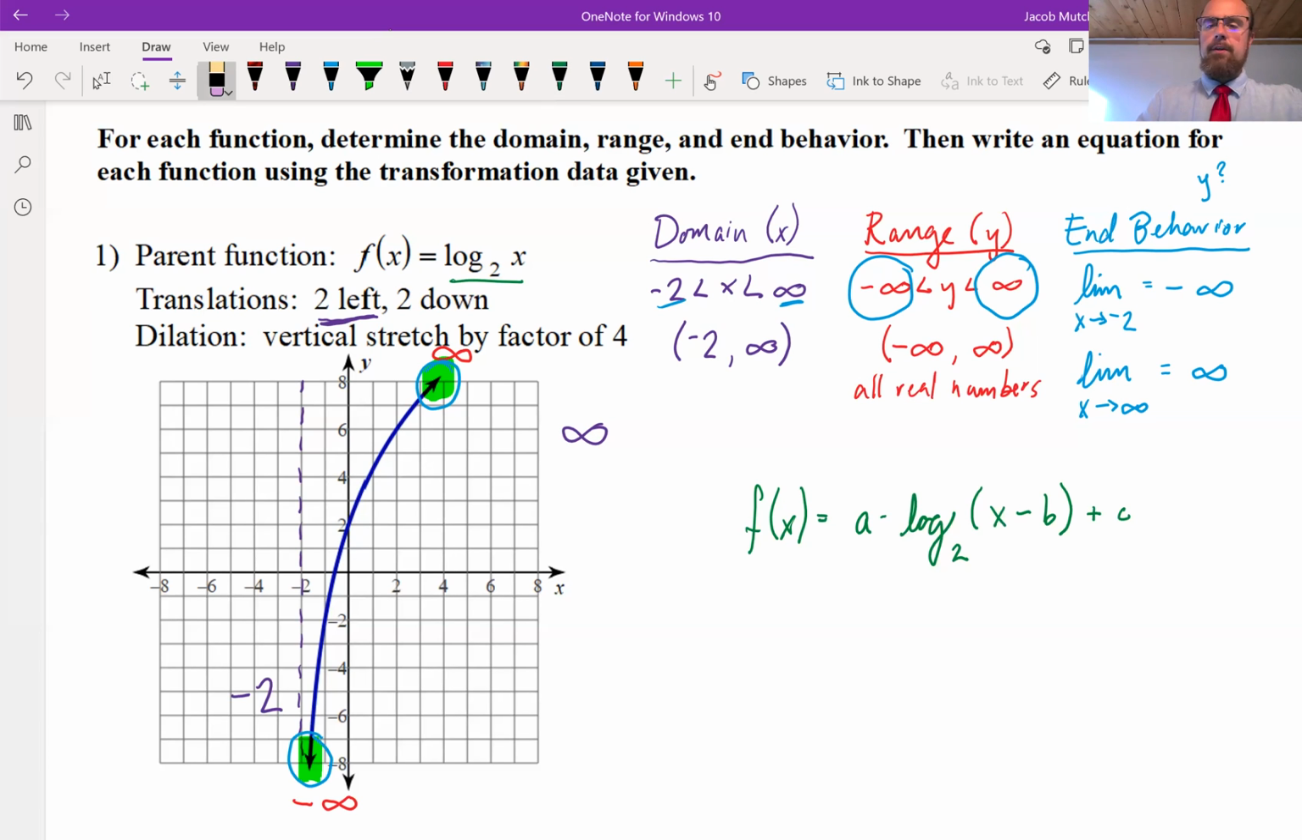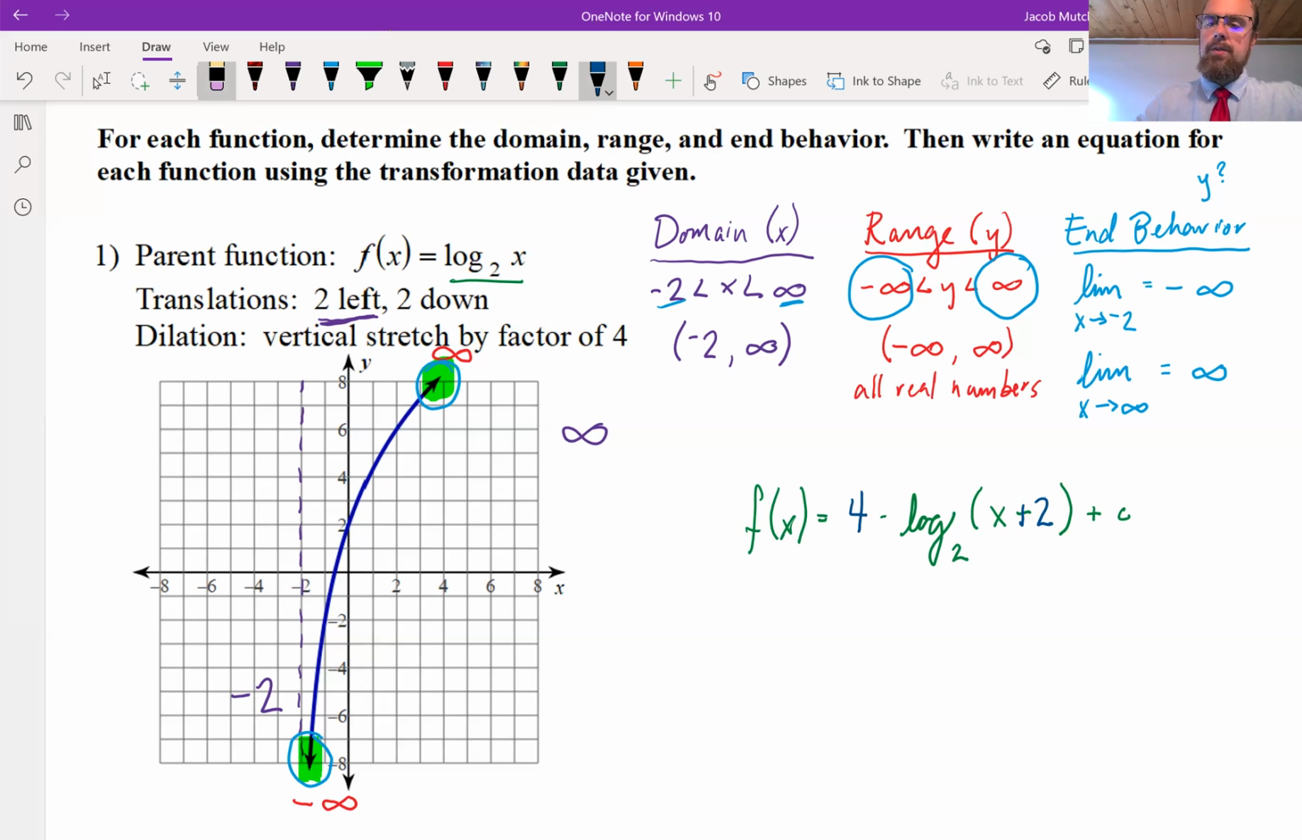So if I start with this a, and I'm looking for either a vertical stretch or a compression, I'm told the dilation here is a vertical stretch by a factor of 4. So that's what I need to input there, is that this is a 4. And then it's been translated 2 to the left. So I need to put the 2 by the x. That's where the left-right translation goes. But remember, the sign is opposite. So if I've translated to the left, the sign needs to be plus.